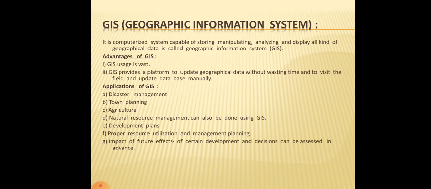The next one, agriculture. Depending on water availability and irrigation, proper crops can be grown. Then natural resource management can also be done using GIS. Development plans, maps and areas can be prepared as required to any scale. The next one, proper resource utilization and management planning is done through GIS. The next one, the impact of future effects of certain developments and decisions can be assessed in advance by using GIS. So these are all the applications.